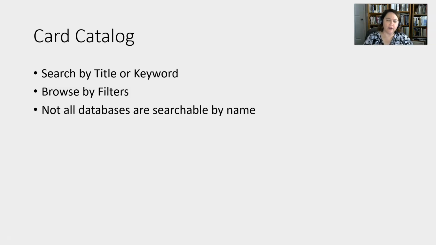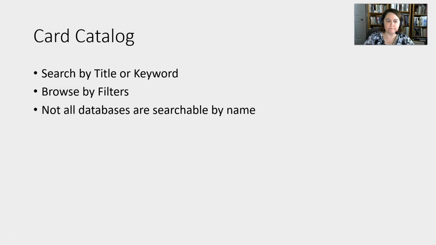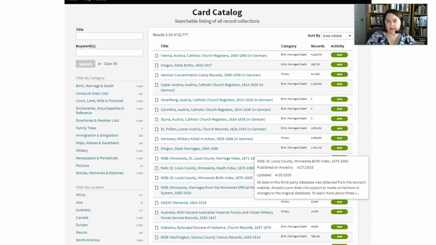So on the card catalog for Ancestry, you can search by title or keyword. You can browse by filters, and it's important to keep in mind that not all databases on Ancestry are searchable by name. Okay? So let's take a look at the card catalog. Here it is, and as you can see, when I did this screenshot, there were 32,000 databases on Ancestry. Okay? And so in the middle, we get the name of the database, the category, how many records, and that it's new. So these are the newer ones.